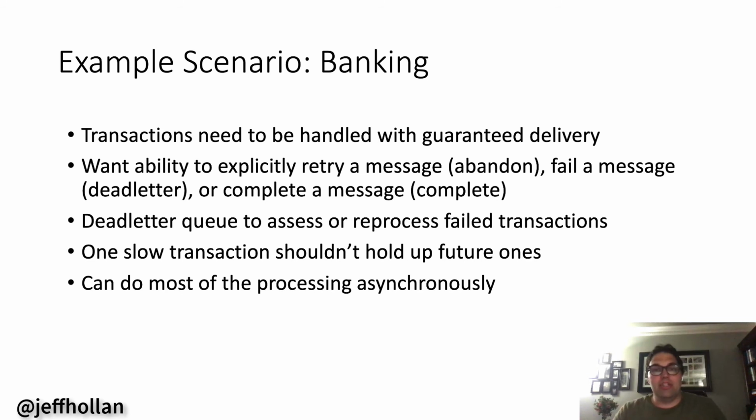You might want to fail the message. Hey, you told me to transfer $1 million. This message is just poison. It's bad. No one should waste their time on it. Go stick this in a dead letter queue. Or you might say, hey, this is all cool. Complete the message. I, as a developer, want to be able to explicitly choose at the conclusion of my function which of those three things should happen. Okay, that's important to me.